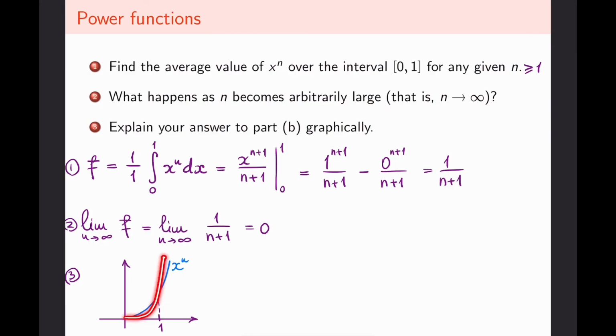slower growing still near the origin. X to the fifth would be flatter still. The larger the power, the flatter it is near the origin. These graphs get closer and closer to the x-axis with increasing power of n, which means that if n tends to infinity, this graph is going to be very, very flat, very close to the axis, and therefore the average will indeed approach 0.